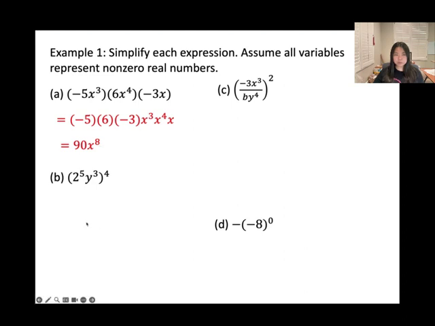Okay, B. The 4 here, make sure you distribute it to the 5 here and also to the 3 here. So 5 times 4 is 2 to the power of 20, and for y it is 3 times 4. So you could get 2 to the power of 20 times y to the power of 12.